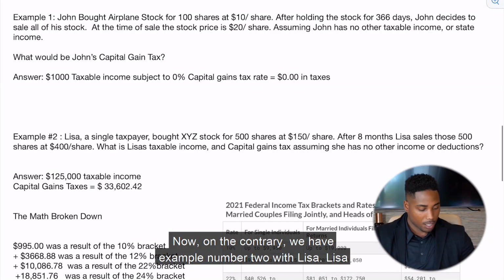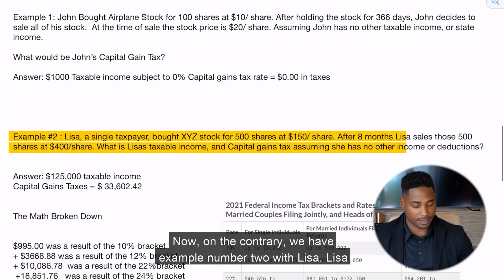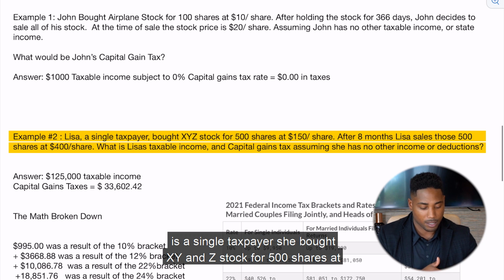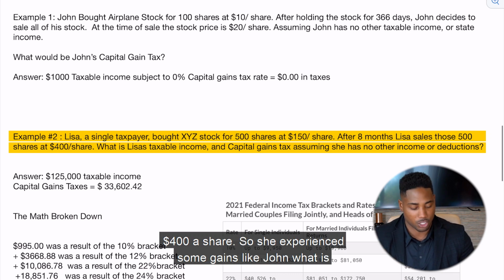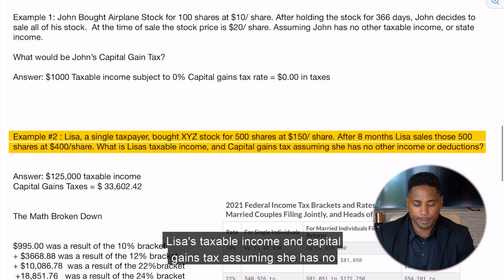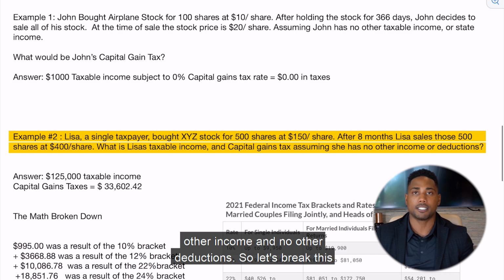Now, on the contrary, we have example number 2 with Lisa. Lisa's a single taxpayer. She bought X, Y, and Z stock for 500 shares at $150 a share. After 8 months, Lisa sells those 500 shares at $400 a share. So she experienced some gains like John. What is Lisa's taxable income and capital gains tax, assuming she has no other income and no other deductions?